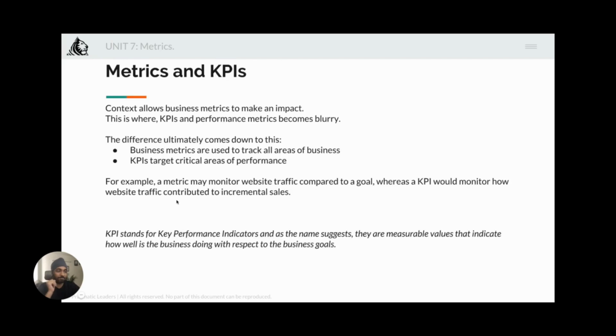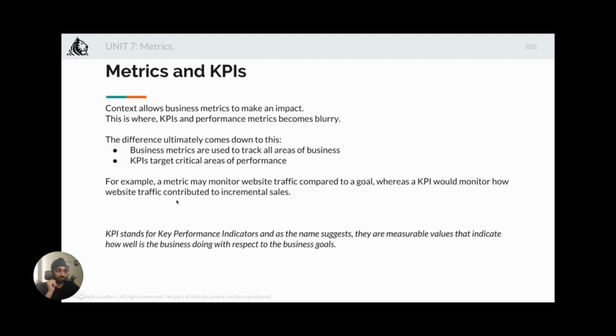So context allows business metrics to make an impact. In fact, this is where the line between key performance indicators (KPIs), which you have heard quite a lot, and performance metrics, which is what we're talking about, becomes blurry. The difference ultimately comes down to this: business metrics are used to track all areas of business. KPIs target critical areas of performance.